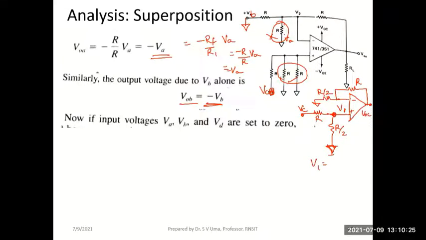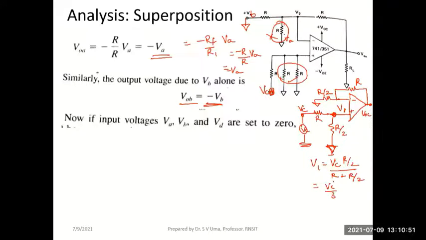Only different circuits. Voltage divider: VC into R by 2 divided by R plus R by 2. Since this voltage VC gets divided among two resistors R and R by 2, the effective value of V1 will be VC into R by 2. And what will this result in? This will be VC by 3.